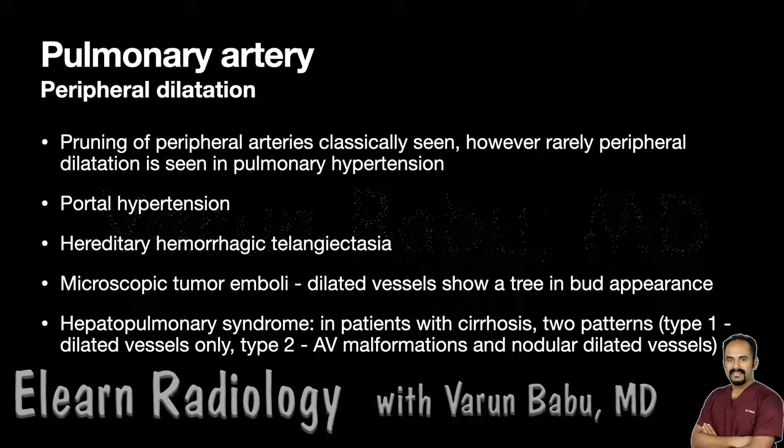So, in hepatopulmonary syndrome, there are two patterns of appearance seen in the blood vessels. One is a type 1 where there is only dilated blood vessels. Type 2 where there is AV malformations accompanied with nodular dilated vessels.